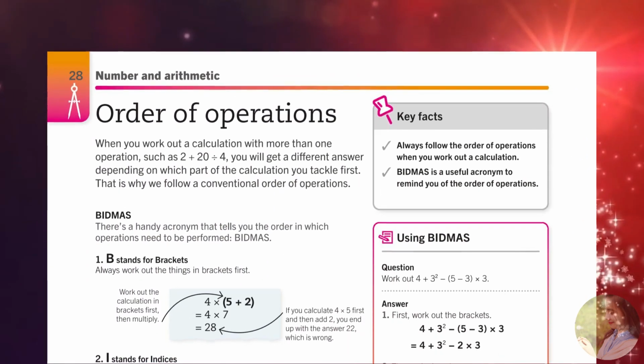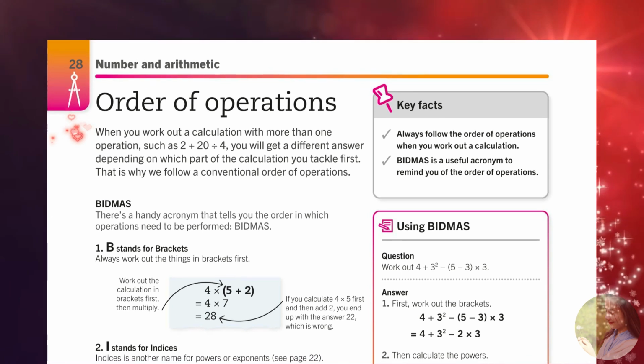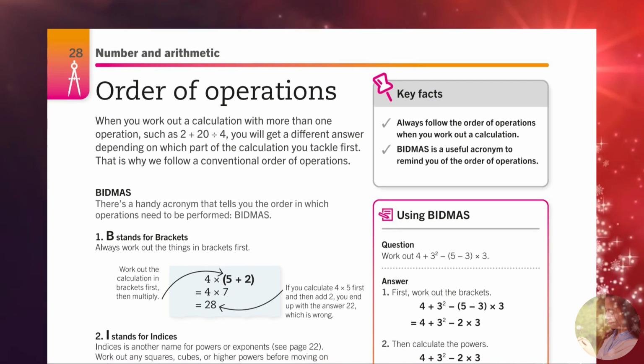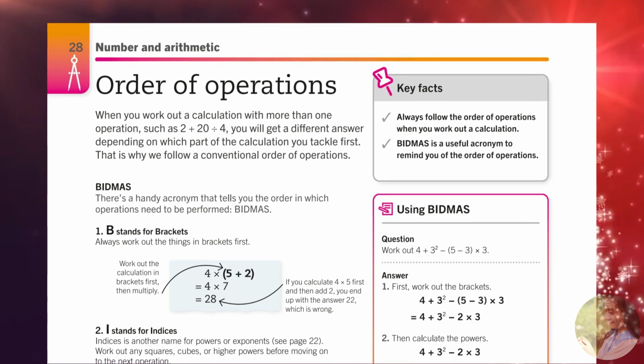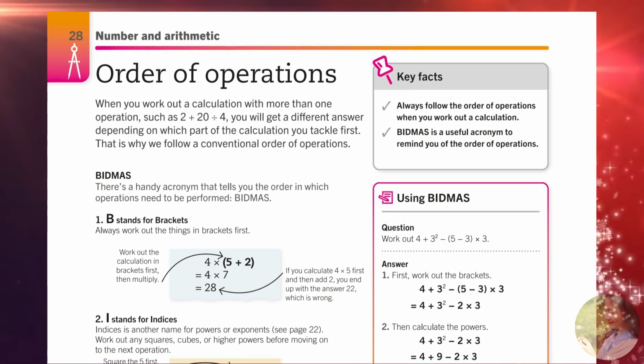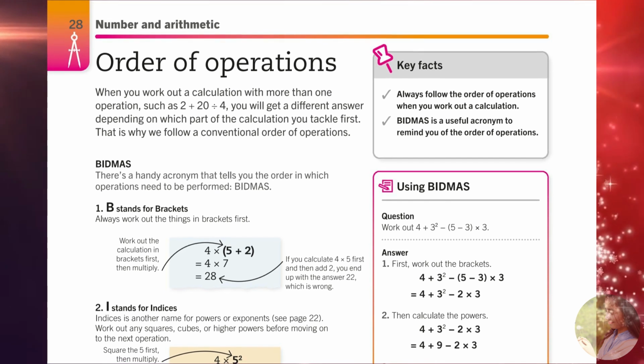Order of operations. When you work out a calculation with more than one operation, such as 2 plus 20 divided by 4, you will get a different answer depending on which part of the calculation you tackle first. That is why we follow a conventional order of operations.